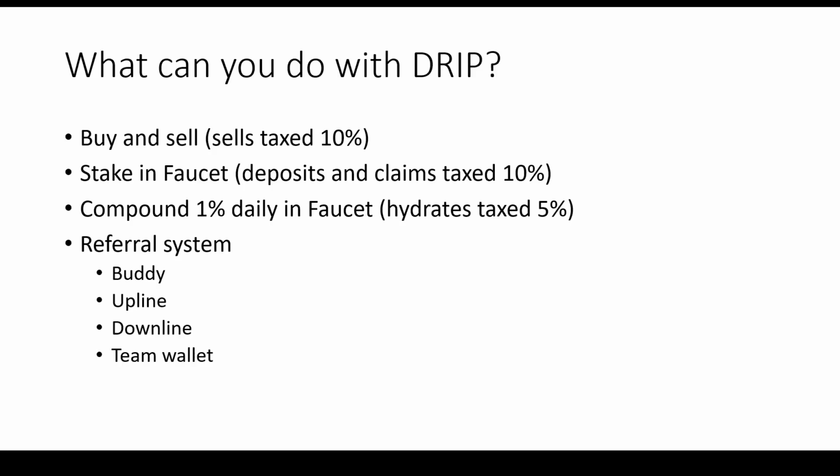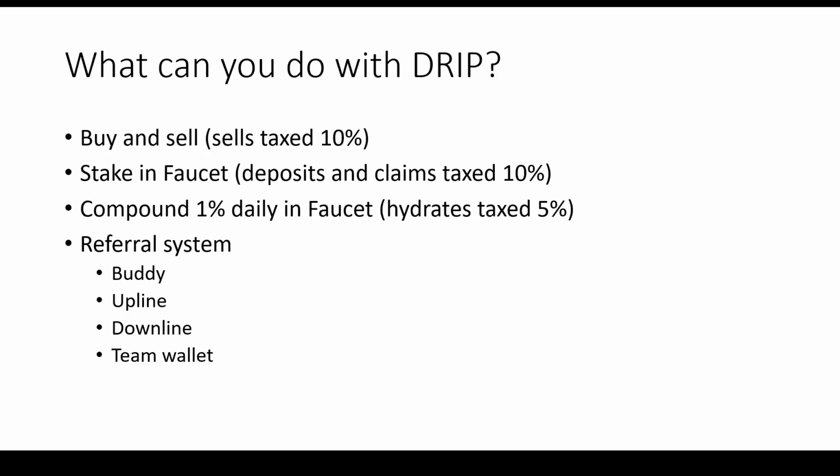You do need an upline, you do need a buddy, but that's just one level that's above you. And everybody is treated the same, whether you have 0 downline or 150 downline. It doesn't matter. Your deposits will be treated the same.